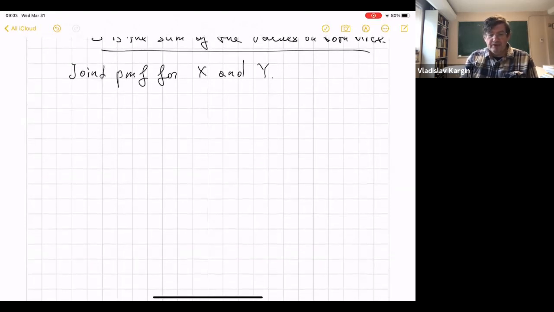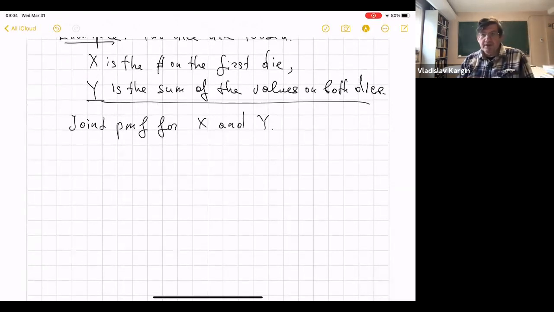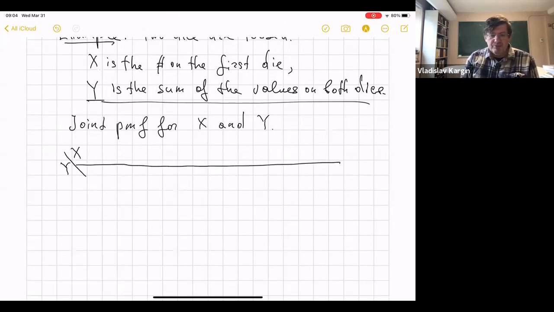So the table says, what are the values for x? Sorry, I used s as the sum, but let us use y here, consistent with what we did before. So we have values for x and values for y. Let us say x is here, y is here.